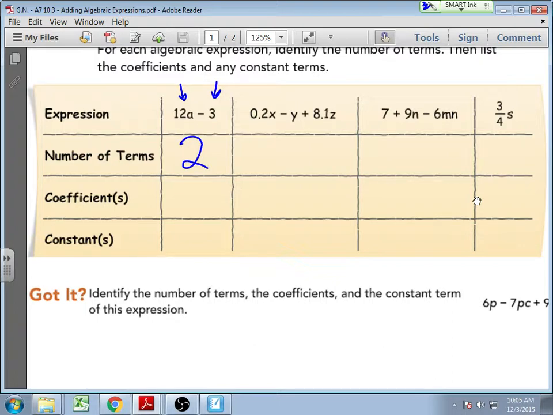Then this is not number of coefficients, it's what are the coefficients. So Nate, do you know what my coefficient or coefficients are there? Is three? No. 3 is part of the constant. It does not have a letter with it or a variable with it, so it's not a coefficient. Okay, so that means 12. 12 is our only coefficient here. And then our constant term, James. 3.